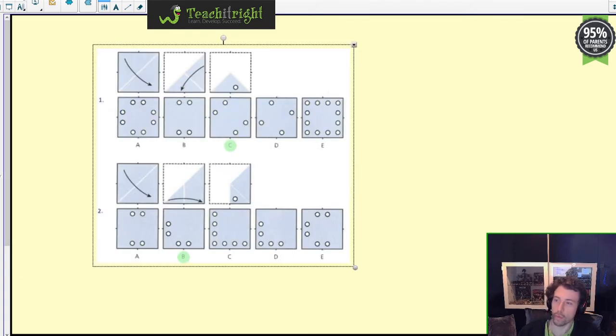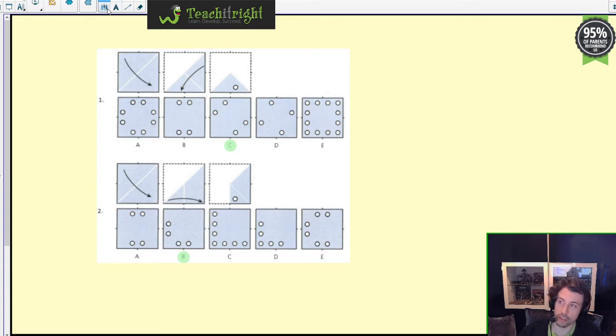Looking at number 1 here, you can see there's obviously 2 fold lines, but again, I'm following my rule. I'm doing it in reverse order. I'm going along this line first, so that will leave me with a dot here, and then I'm folding along this line second, and then those 2 dots will be reflected up here. So I've got one that looks like this. And if we compare that, again, I should only have 4 dots, so that's going to let me eliminate a couple of these options straight away.